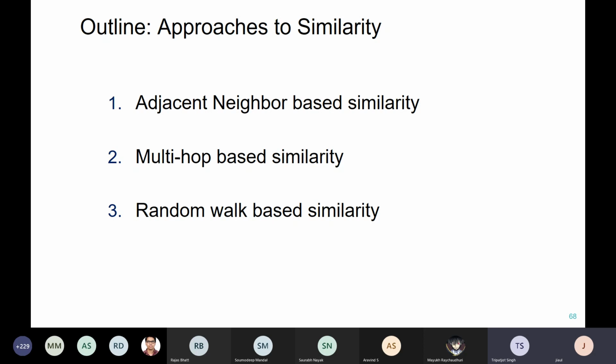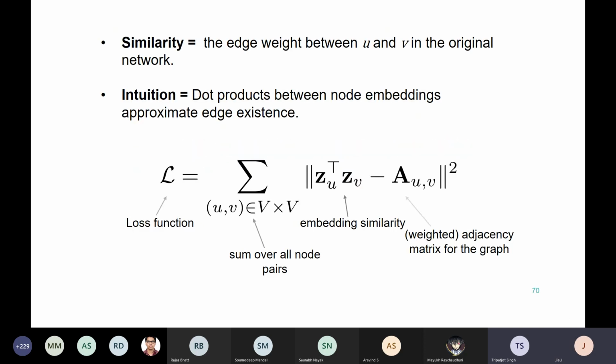Now let's look at adjacent neighbor based similarity. How to do that? The main thing we need to keep in mind is that we have to define a loss function, because we want to represent this original graph in an embedding space so that similar nodes are similar. So how do we find these vectors Z_U, Z_V, and those of all other nodes? That's a very crucial thing. Our objective is to retain as much information as possible when encoding, so for that we need to define a loss function.